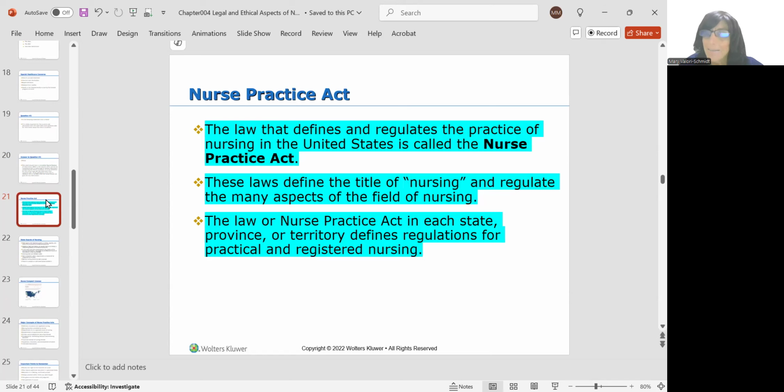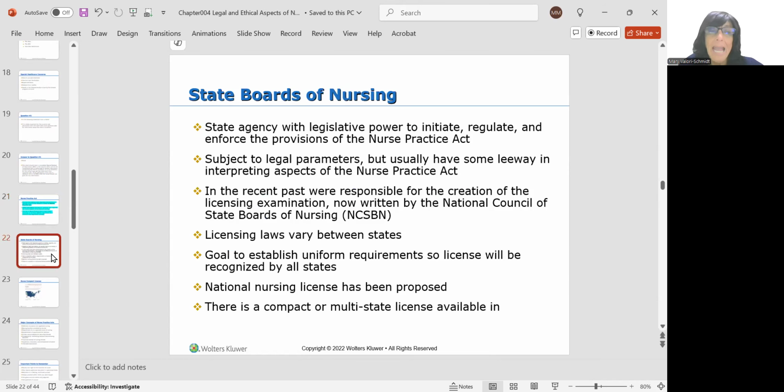Nurse Practice Act. Those are the laws, the regulations that define what we do and regulate our practice. And every state has one. Every state board of nursing has one. Every state board of nursing has legislative power, and they can initiate regulations and laws that enforce the Nurse Practice Act.